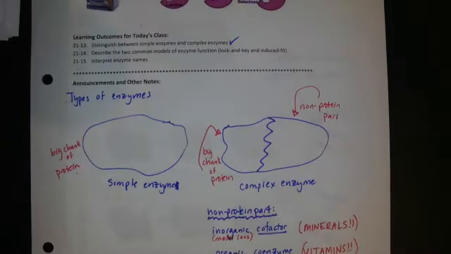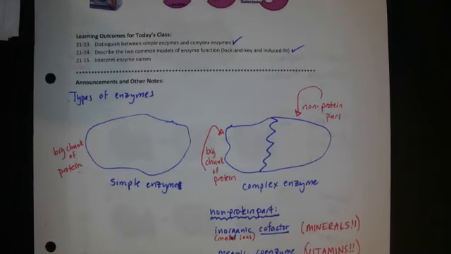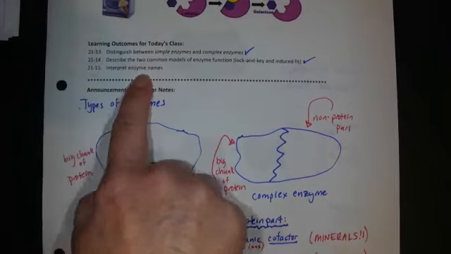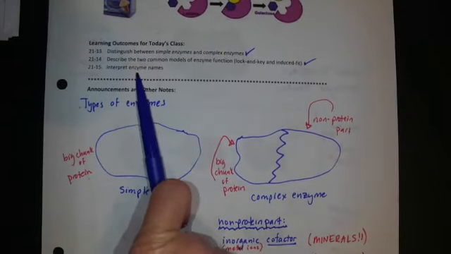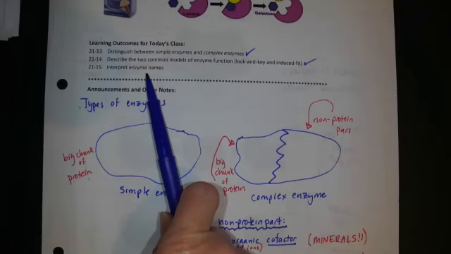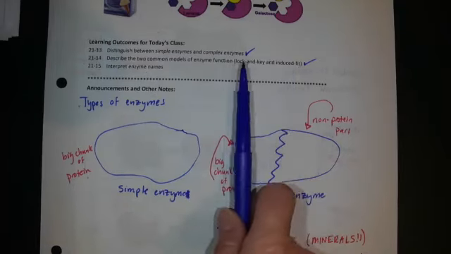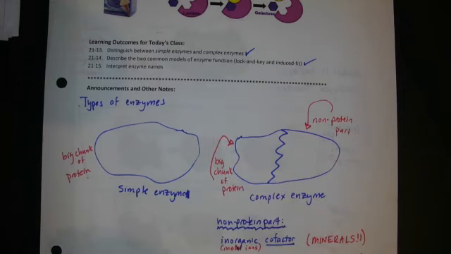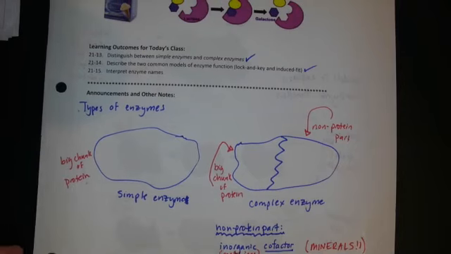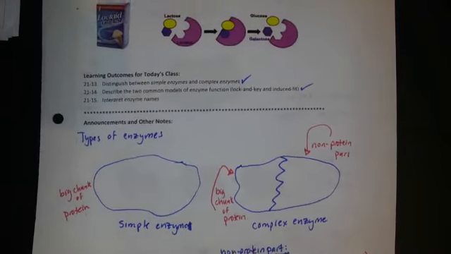So we have just now talked about the two common models of enzyme function, lock and key and induced fit. The last thing we'll do in this video is learn how to interpret enzyme names. Enzyme names are pretty cool. They let you know what is the substrate, what's the reaction type, what kind of model we're talking about in terms of how the function works. All of that is included essentially in the enzyme name. And so let's take a look at that. Let's look at how enzyme names are given.